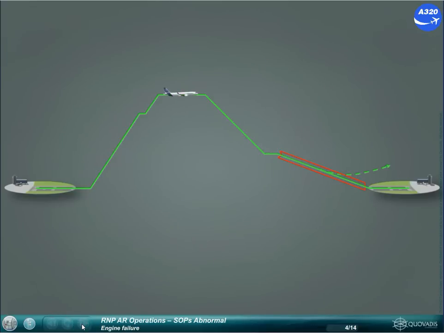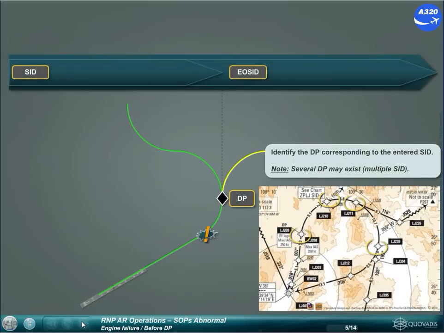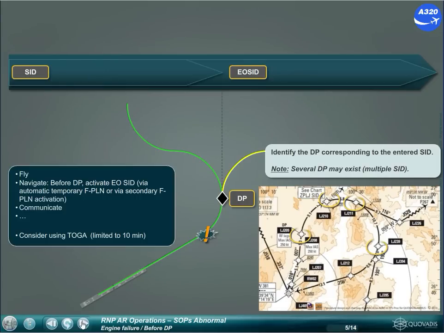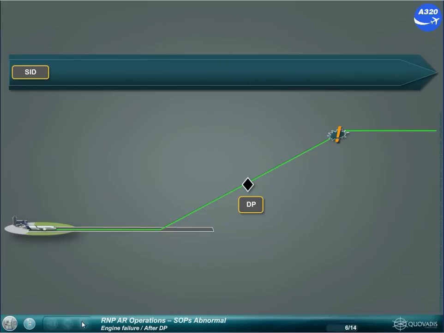On the following slides, we will discuss engine failure at different stages during our NPAR procedure. Fly, navigate: before DP, activate engine out SID via automatic temporary flight plan or via secondary flight plan activation. Communicate. Consider using TOGA, limited to 10 minutes. If an engine failure occurs at or after a DP, the SID shall be followed. Note: the obstacle clearance along the remaining part of the SID should have been verified in the respective performance studies.